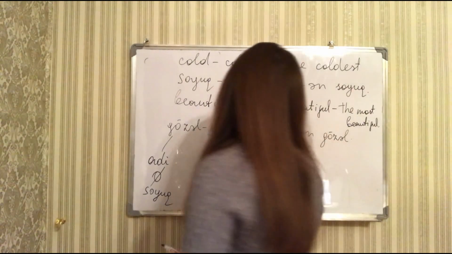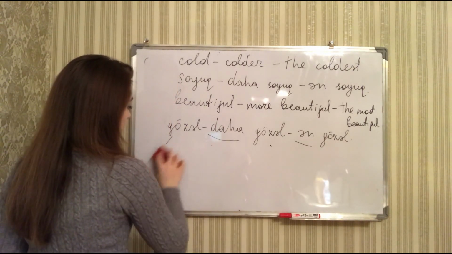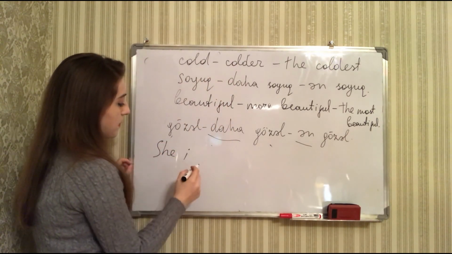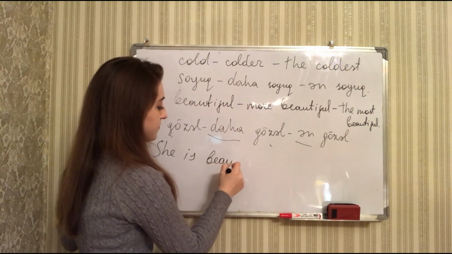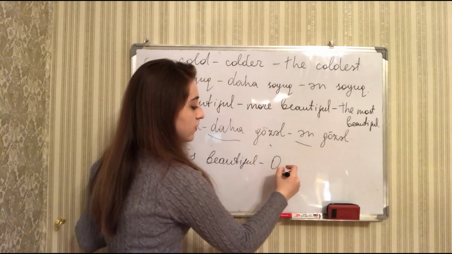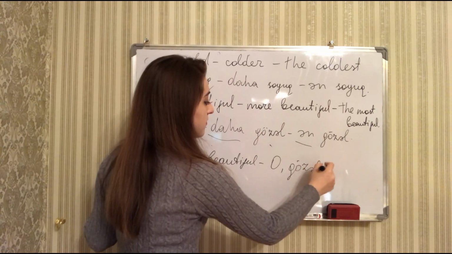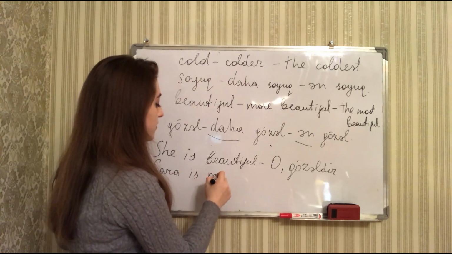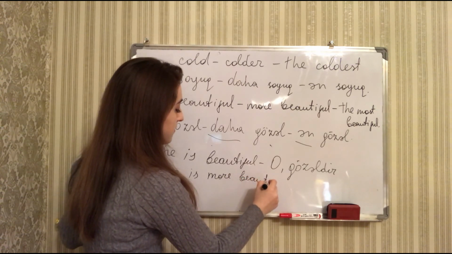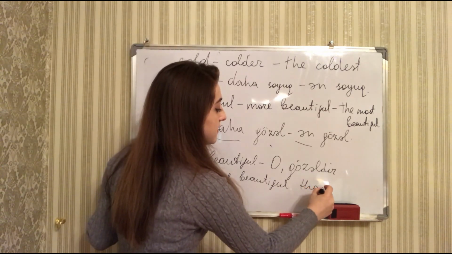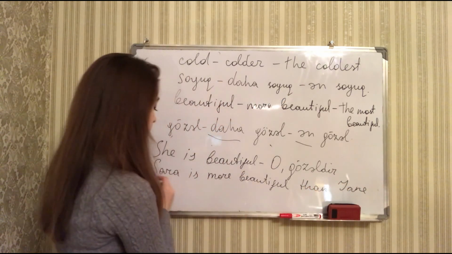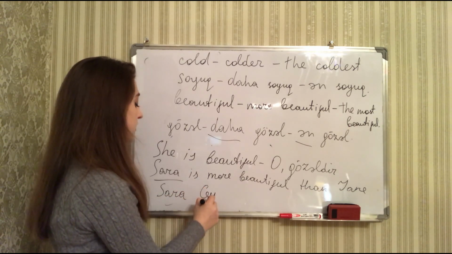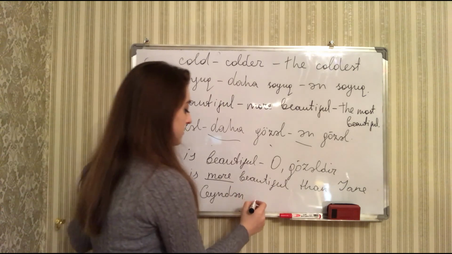Okay, now let's write some sentences about degrees of adjectives. Simple degree. For example, she is beautiful. O güzeldir. Sarah is more beautiful than Jane. Sarah Jane'den daha güzeldir.